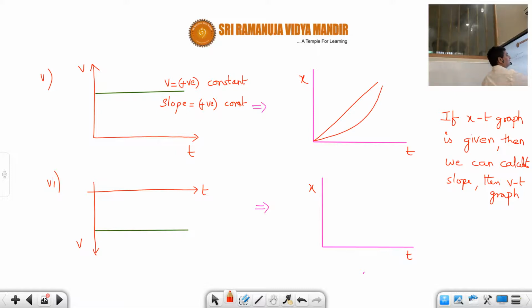Correct or not? Here it is acute angle only. Whereas if I draw like this, here also it is acute angle. Correct or not, students? Here also it is acute angle. Now there are three graphs like this for XT graph. So now which one is correct?